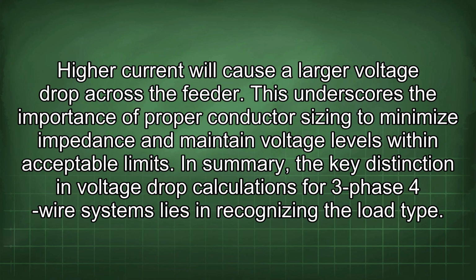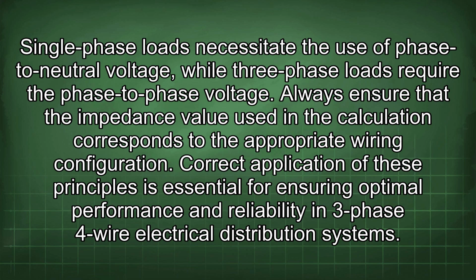In summary, the key distinction in voltage drop calculations for three-phase four-wire systems lies in recognizing the load type. Single-phase loads necessitate the use of phase-to-neutral voltage, while three-phase loads require the phase-to-phase voltage. Always ensure that the impedance value used in the calculation corresponds to the appropriate wiring configuration. Correct application of these principles is essential for ensuring optimal performance and reliability in three-phase four-wire electrical distribution systems.